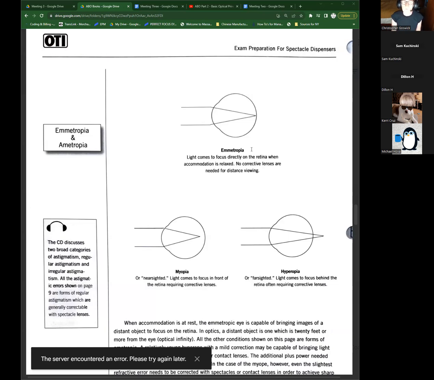Emmetropia is really when we say there's no prescription. It seems like most people do have some sort of prescription that you could find, but it's effectively not needing correction. What's happening there is that this is the cornea here, this is the retina in the back, and when the light is entering the eye, going through the cornea, it's being refracted perfectly, and it meets at a point right on the retina. That is what the ideal vision is.